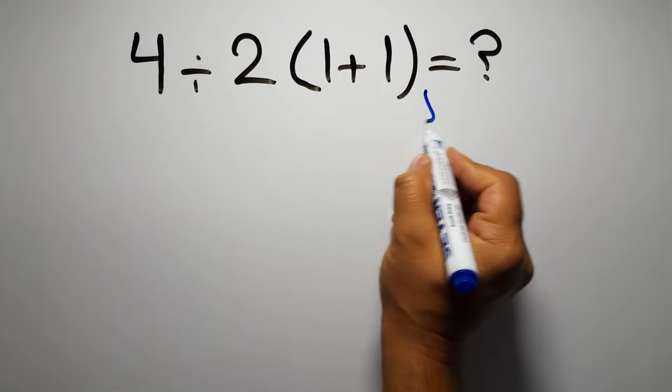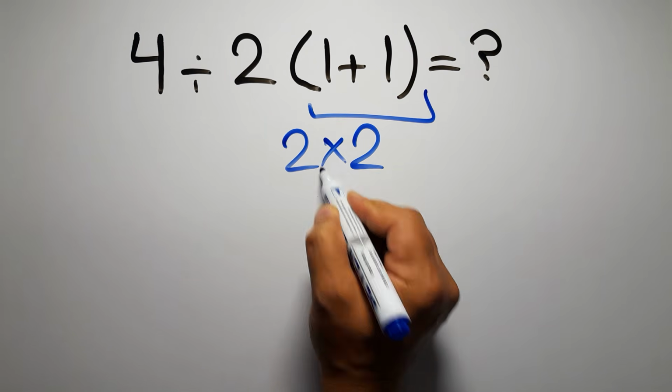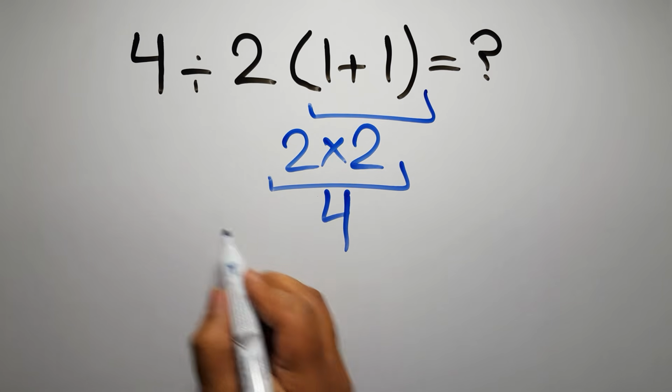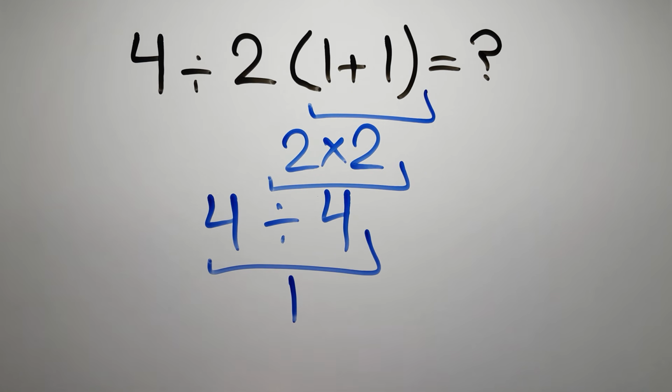1 plus 1 gives us 2. And 2 times 2 equals 4. So 4 divided by this, 4 divided by 4 gives us 1. But this answer is not correct.